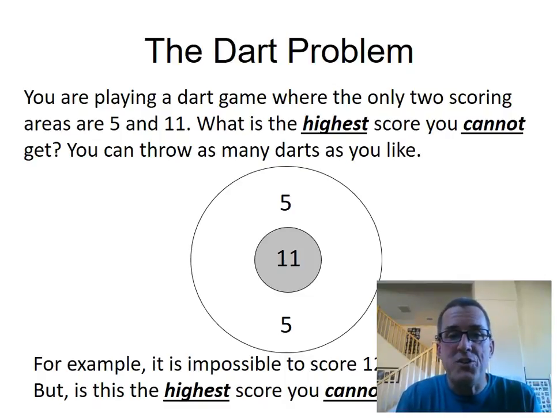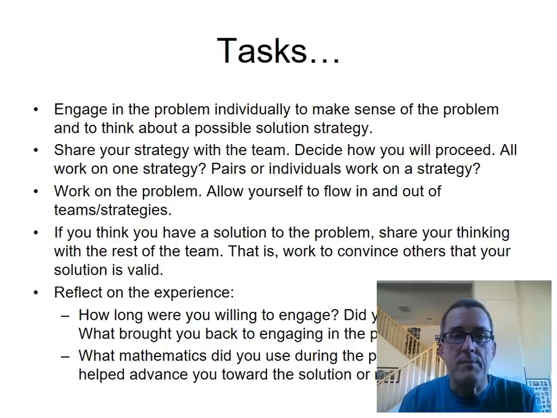Your job is to work on this problem and try to find the solution. What is the highest score that cannot be obtained? Now, as you do this, I'm going to ask you to engage in the problem individually to make sense of the problem. Think about a possible solution strategy. Don't necessarily just run off and work to solve it on your own. First, just think for a few minutes about what you might try to do.